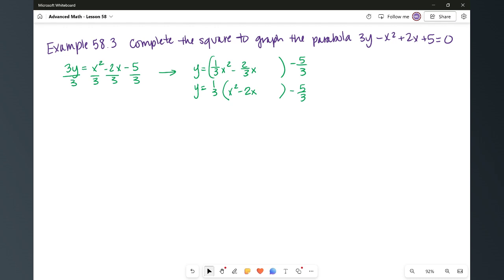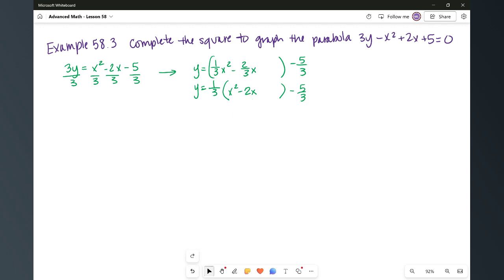And also notice that when I took the 1/3 out of the 2/3 x, if you're not sure, go back and re-multiply it out, distribute it. So if I did that, 1/3 times x squared would be 1/3 x squared, and 1/3 times 2x would be 2/3 x, which matches.